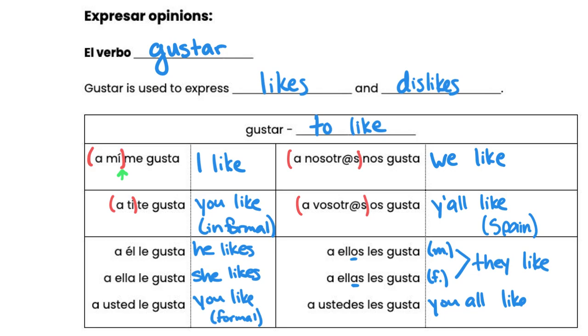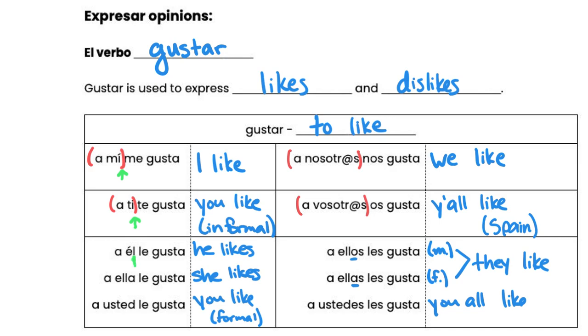So I would either say a mí no me gusta, or I could just say no me gusta. But either way, it goes right in front of the me gusta part. Same thing for you like. The no would go right there in the middle. So if I'm trying to say you like pizza, I could say a ti te gusta pizza, or I could say te gusta pizza. If I want to say you don't like pizza, I could say a ti no te gusta pizza, or I could just say no te gusta pizza.